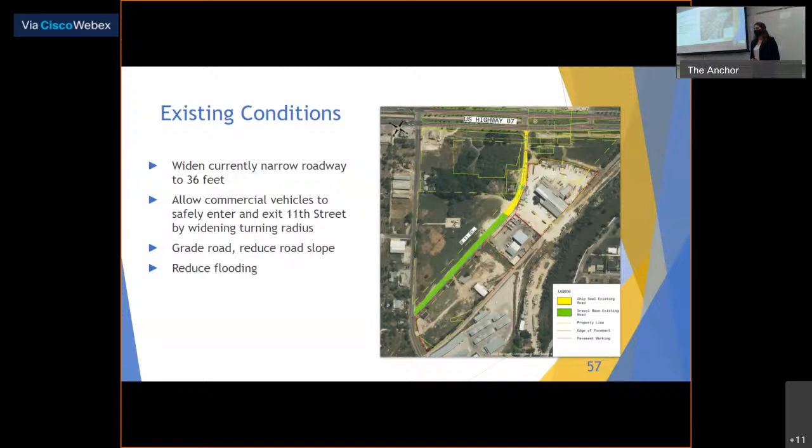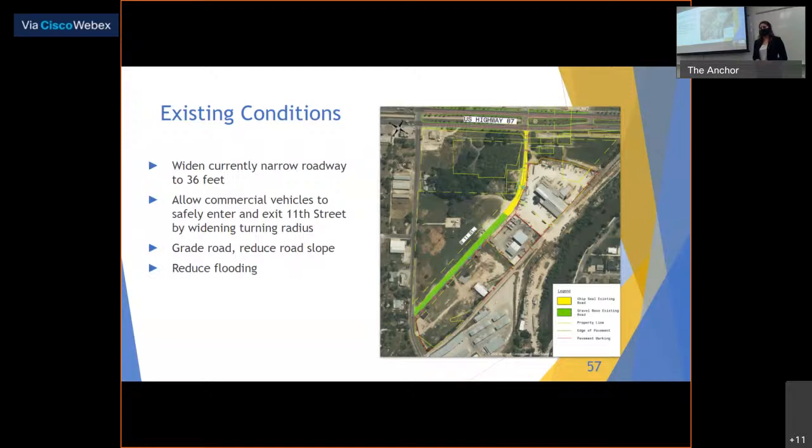So one of our design considerations was to widen the current 18-foot roadway to a 36-foot roadway to allow commercial vehicles to drive safely in each lane of the roadway. Another one of our design considerations was to widen the current turning radius off of US Highway 87 onto 11th Street to allow commercial vehicles to safely enter and exit the 11th Street roadway. We will also be grading the roadway to reduce the flooding that flows over the roadway during a rainstorm.